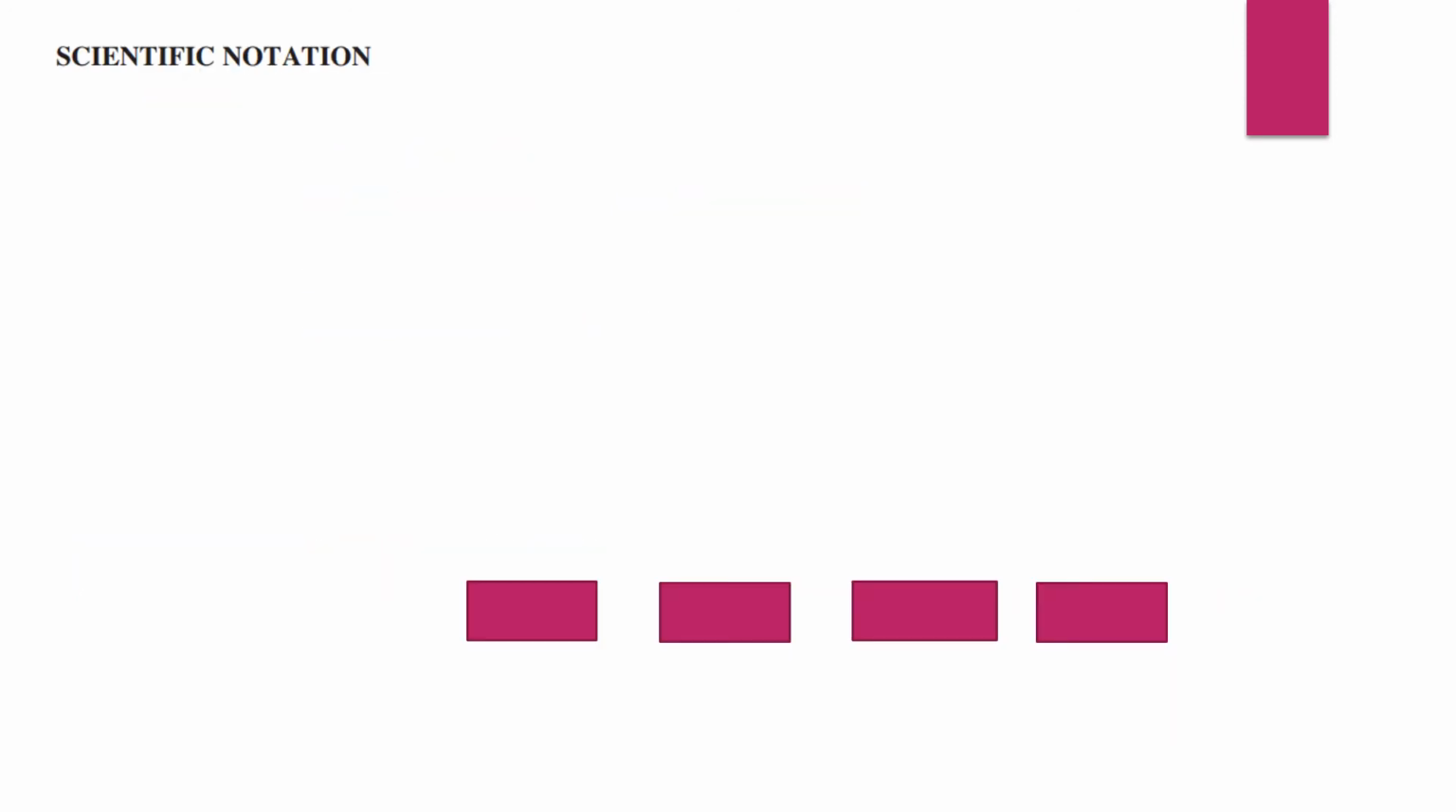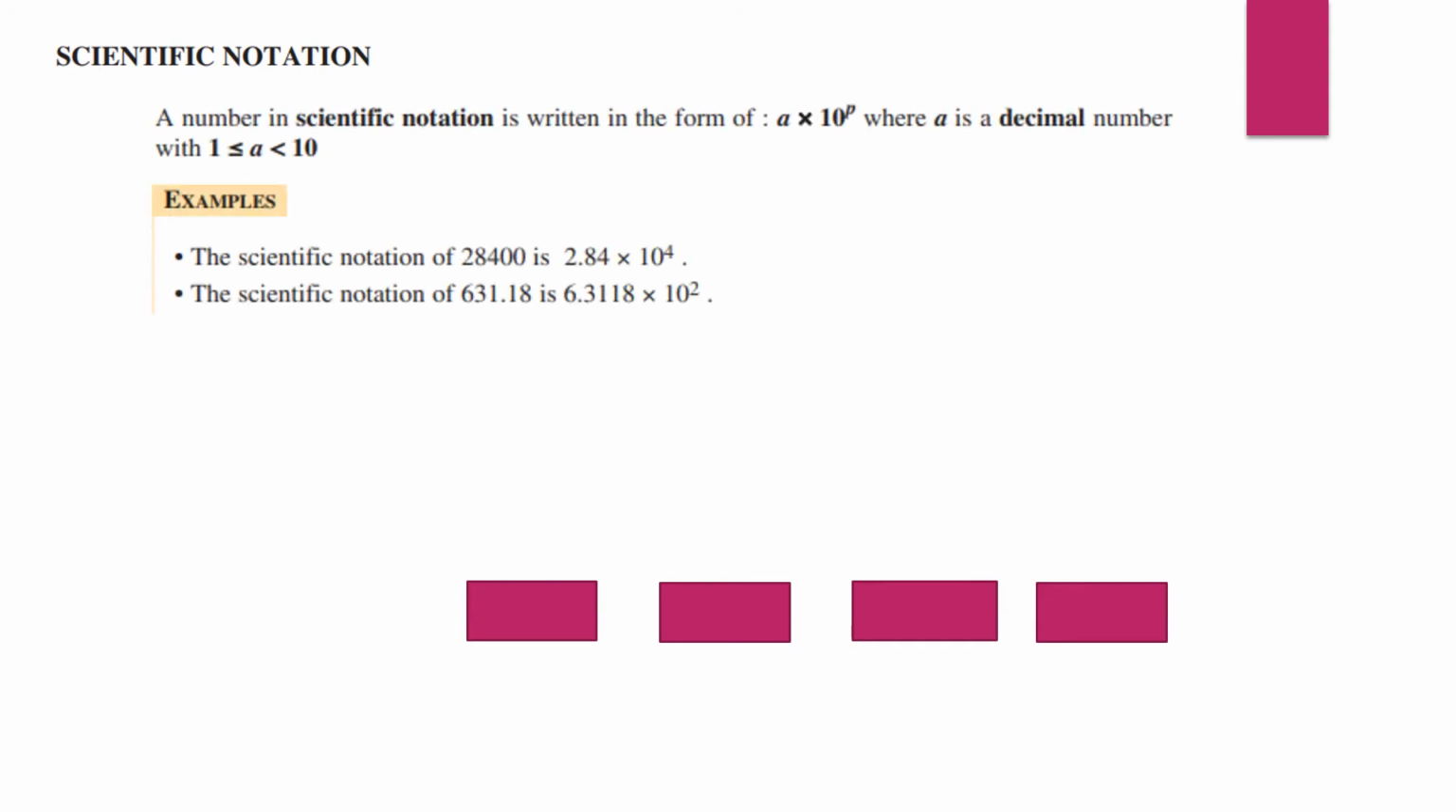Now, scientific notation. Scientific notation is a new part in this lesson. What does scientific notation mean? A number in scientific notation is written in the form of a times 10 power p, where a is a decimal number between 1 and 10. This form is called scientific form or scientific notation or scientific number.